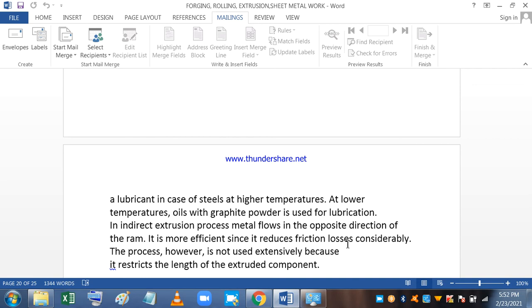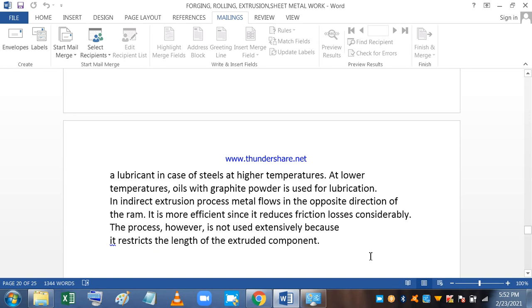In indirect extrusion process, metal flows in the opposite direction of the ram. It is more efficient since it reduces friction because there is no friction of the hot metal with the chamber. Friction reduces considerably, but this process is not extensively used. It restricts the length of the extruded component. Very long components cannot be extruded by this process.